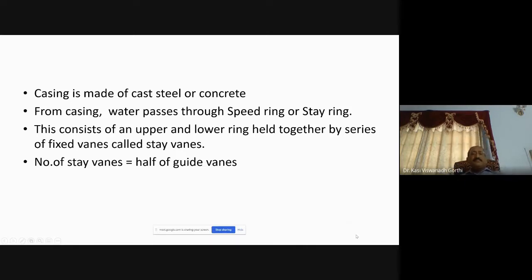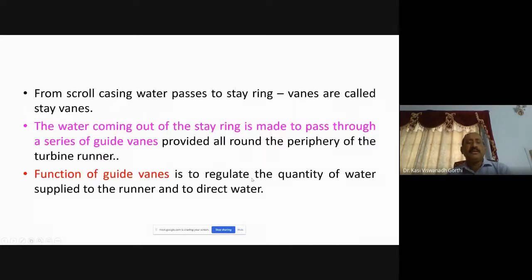From the casing, water passes through the speed ring, also called the stay ring. So this consists of upper and lower rings held together by a series of vanes which are called the stay vanes. So from the scroll casing, the water enters directly into this stay ring. Usually the number of stay vanes will be half of the guide vanes. And from the scroll casing, water passes to the stay ring and vanes, called the stay vanes.